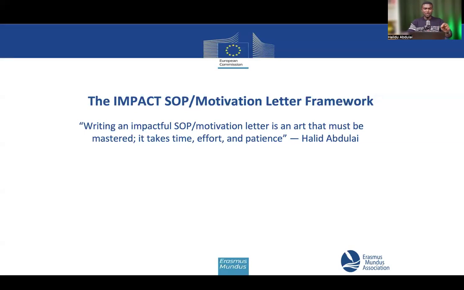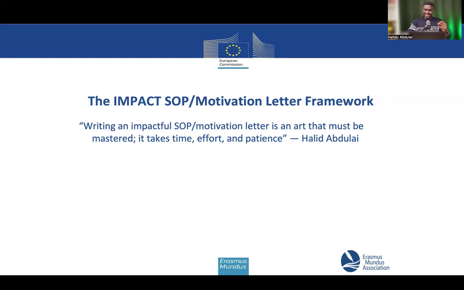So take note. What I want to say before moving forward is that writing an impactful SOP or motivation letter is an art that you must master because it takes time, effort, and patience. It does not just happen overnight. You need to write, rewrite, think about it, go to the shower, let some ideas trickle in, and then you put everything into perspective. So you cannot, on your first try, have a perfect SOP.